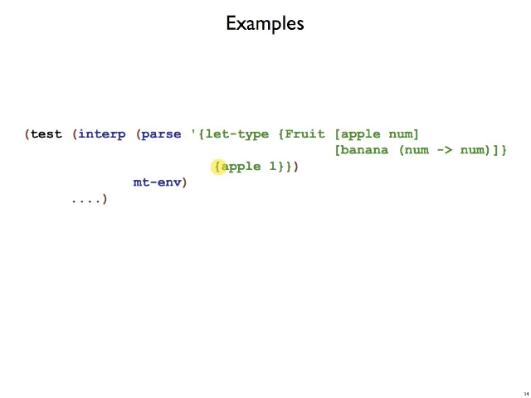What if we do use it? What if we create an apple? Right, so let type fruit says there's an apple constructor that takes a single number and a banana constructor that takes a function. So here we're making a fruit by using the apple constructor. What should we get back? Should we get an apple v that contains a num v?